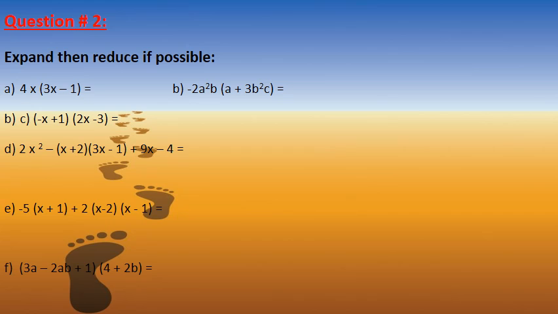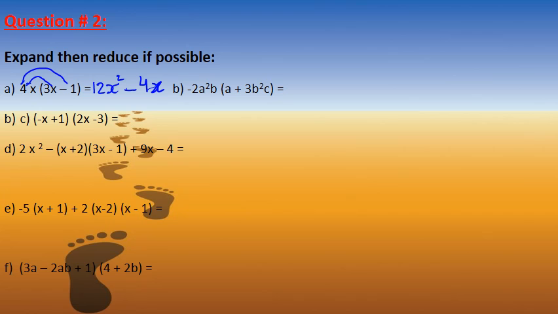Question number 2. We should expand then reduce the following algebraic expressions if possible. We have 4x times 3x minus 1. So 4x is multiplied by 3x and 4x is multiplied by minus 1. 4 times 3 is 12. x times x is x squared. Plus times minus is minus. 4 times 1 is 4 and the variable is x. We have no like terms.